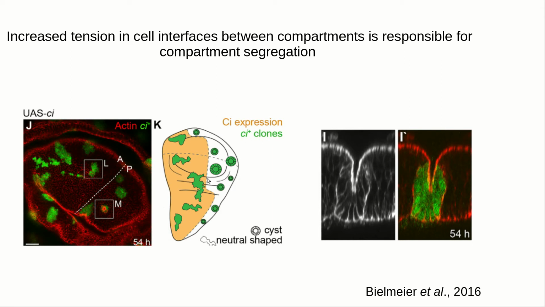Here you have a scheme of what happens with the shape of the clones, and here you have a magnification showing, these are not Ci clones, these are different clones, but the same concept. They have a higher actin expression in the border of the clone, so the tension is higher and the area of contact between the clone and the outside region is minimized.